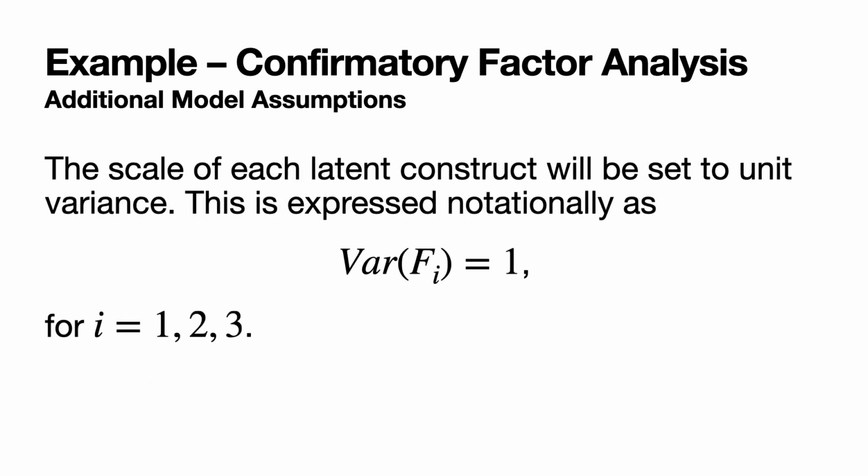And then finally, for identifiability purposes, the scale of each latent construct will be set to a unit variance, that is, to a value of 1. And so we can represent this notationally as the variance of each F sub i is equal to 1.